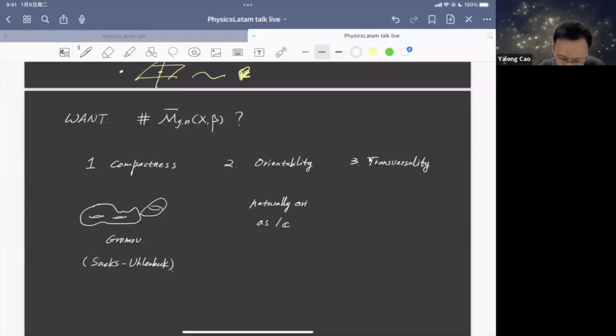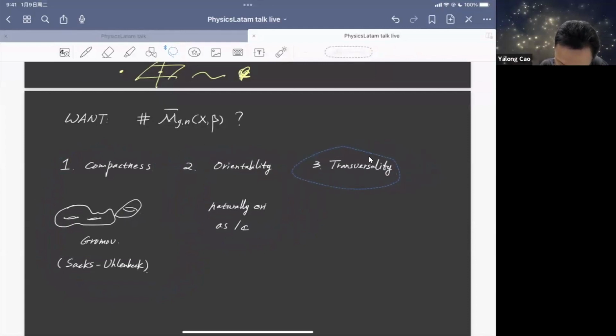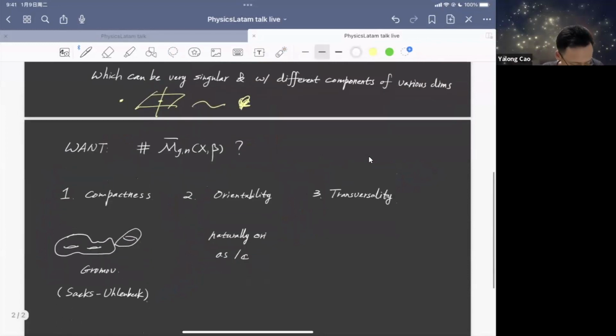The last issue, the somewhat difficult one, is to deal with the case, as I said before, where this space could be very singular, with different connected components of various dimensions. How do you possibly count such things? So transversality is to make the singular space into a smooth space in some virtual sense.